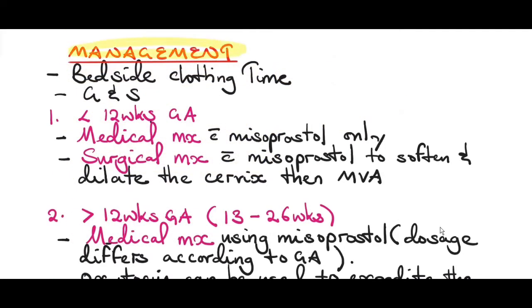Management of a missed miscarriage. You do a bedside clotting time. Remember, we said there could be disseminated intravascular coagulation. And you should also do a group and save because there's risk of profuse bleeding and disseminated intravascular coagulation. So if the pregnancy is less than 12 weeks gestational age, you can either have a medical management with misoprostol only or a surgical management with misoprostol to dilate the cervix. Then you do a manual vacuum aspiration.